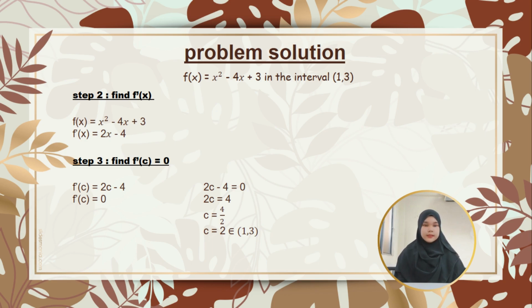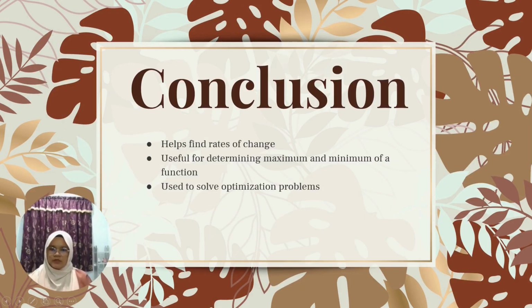So, that is all for Rolle's theorem. I hope you understand my explanation. Thank you. So, the conclusions that we can make from the application of differentiation is that differentiation helps find rates of change, and it is useful for determining the maximum and minimum of a function. Differentiation is also used to solve optimization problems.